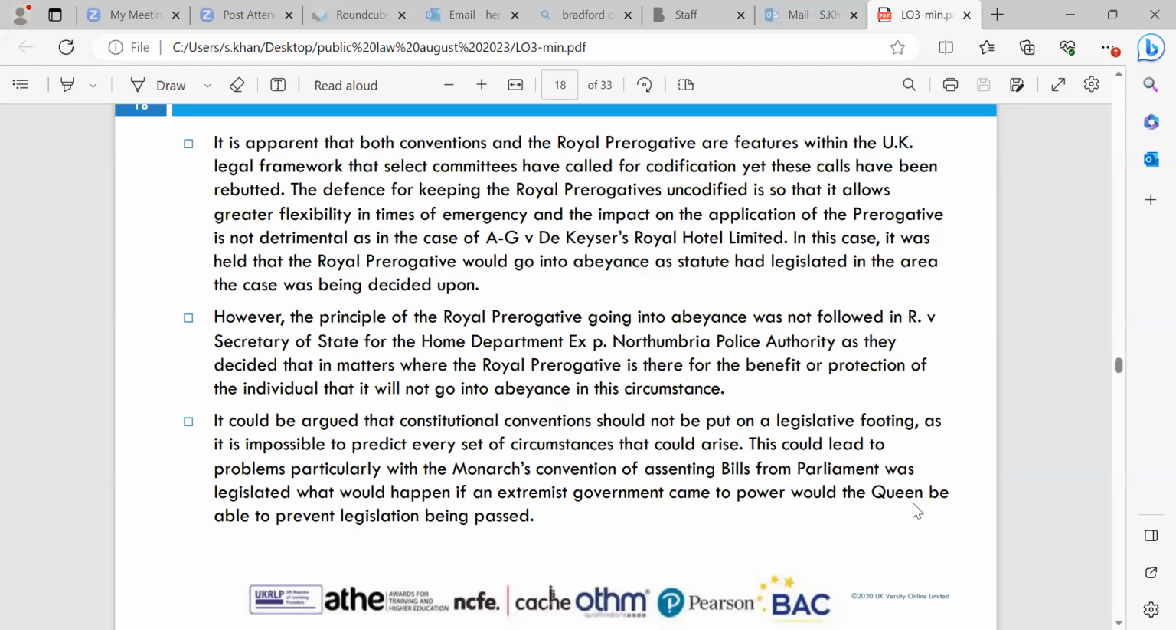This could lead to problems, particularly if the Monarch's convention of assenting to bills from Parliament was legislated. What would happen if an extremist government came into power? Would the Queen be able to prevent legislation being passed?